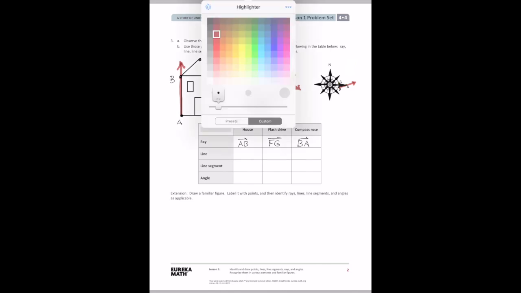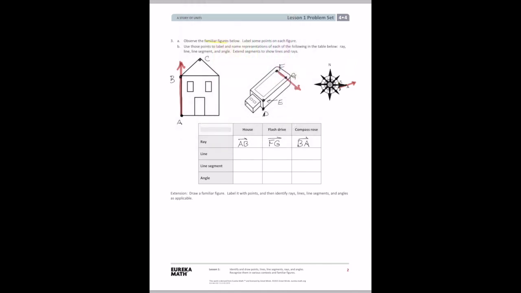So let's change the color. Okay. And a line could be, for the house, it could start going through B and C. Right? So we can have that as a line. And then flash drive, how about, we'll double up on that and maybe say it's FG, and then instead both directions there again labeled, so FG, so overlapping.